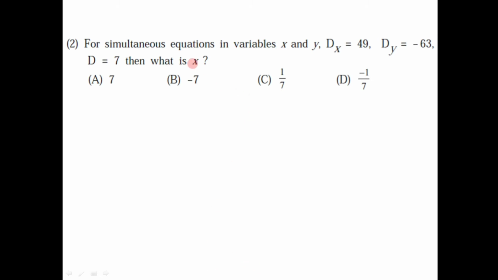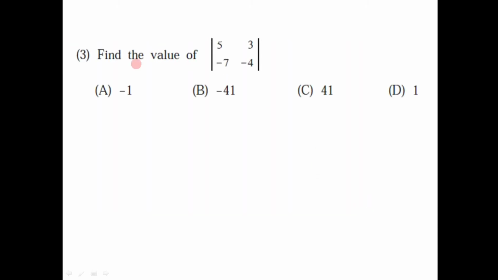To find the value of x, we have the formula x is equal to dx divided by d. We'll replace here the values of dx and d. Dx is 49, that's given, divided by d is 7. If we divide 49 by 7, we get 7 sevens are 49, that's why x is equal to 7. So here, amongst these four alternatives, the correct answer is at option A. That's why this is the correct alternative.